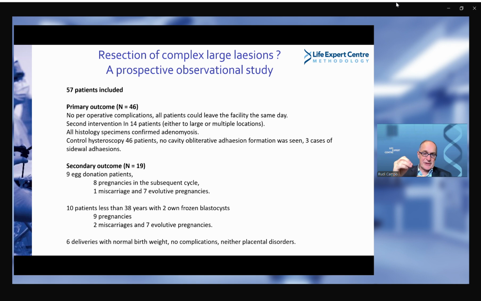And for the secondary outcome, today we have, from the 9 egg donation patients, 8 pregnancies, 1 miscarriage, 7 ongoing. 10 patients less than 38 with 2 perfect frozen blastocysts, with or without PGT-A, 9 pregnancies, 2 miscarriages, and 7 ongoing. 6 deliveries today with normal birth weight, no complications, no placental disorders.